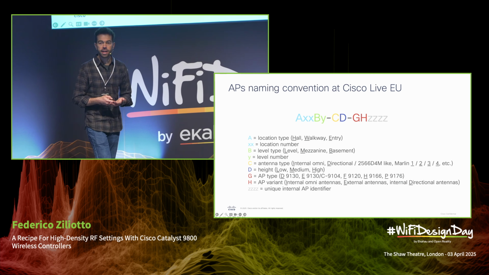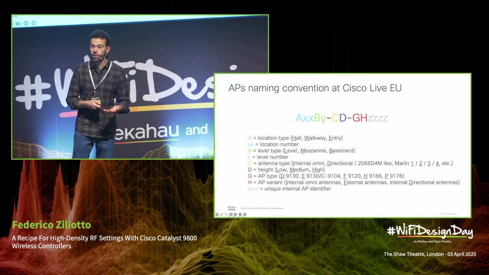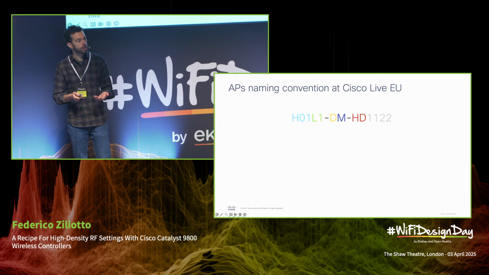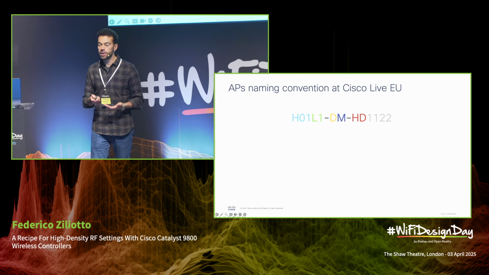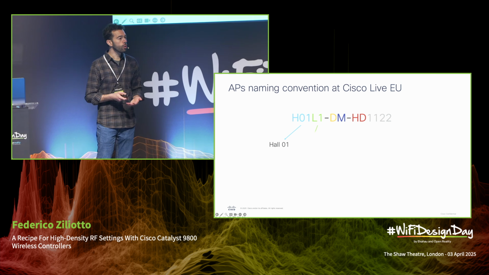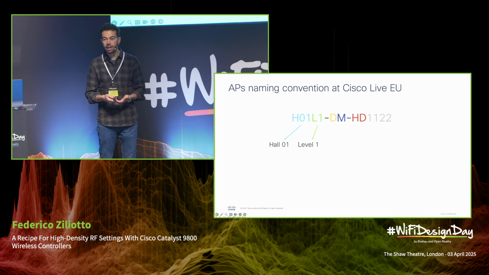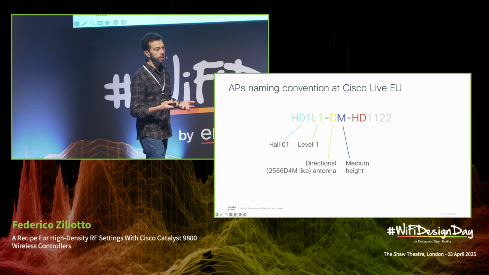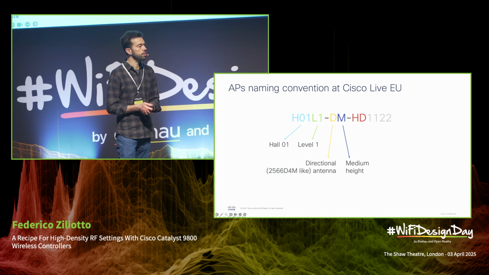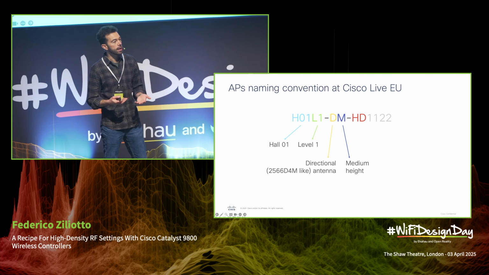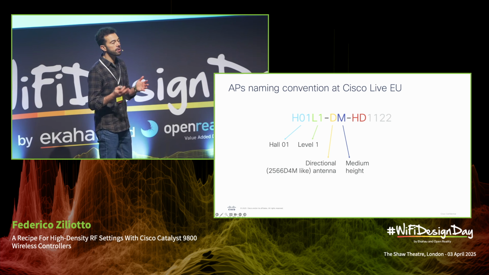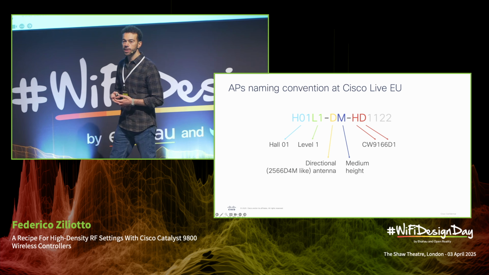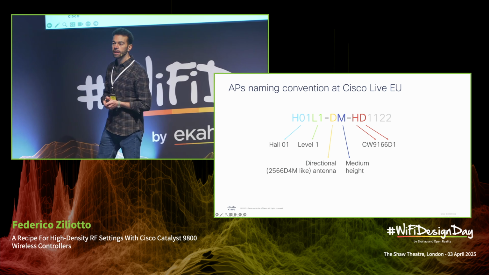So if I take a step back to the name of the access point I was using in those previous screenshots, we automatically know it's an access point installed in hall 1, level 1 of the event venue. It has a directional antenna similar to the 2566 D4M model that we are using for other access points too. And it is installed at medium heights. So for us, medium heights would be something around 4 to 6 meters. And of course, we also know it's a 9166 D1 access point. That's why that directional antenna.